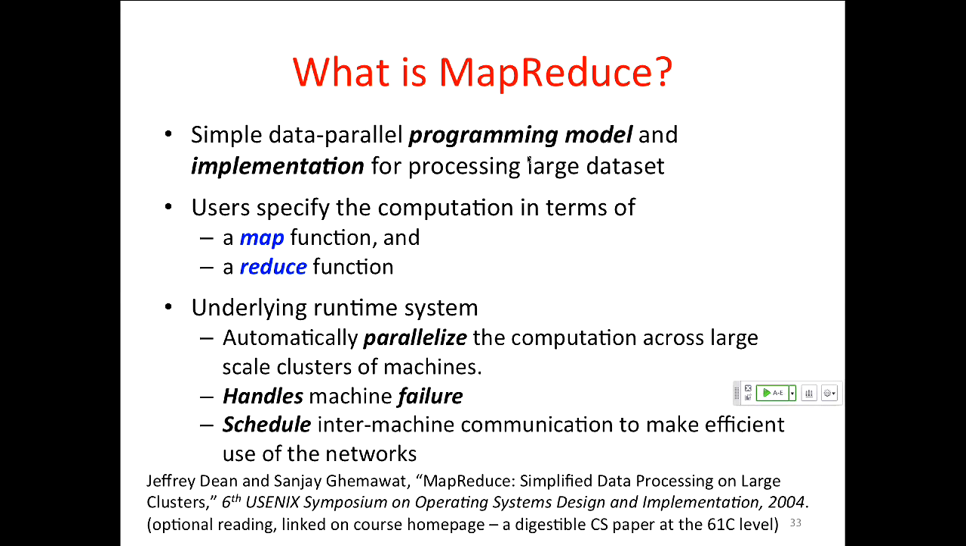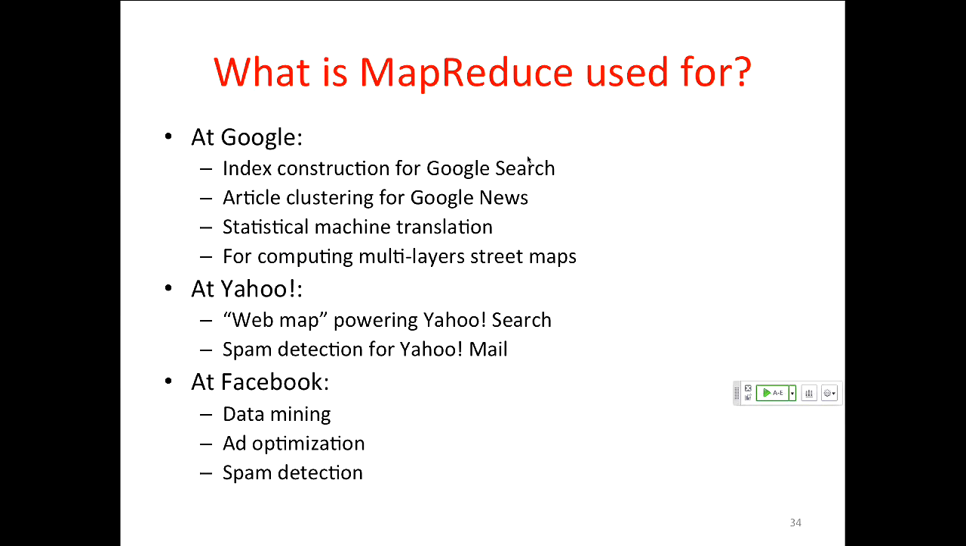So if you are interested more in BDdvnVOWkSE, you can read this paper. It's readable at the 61C level, so I recommend you read this paper. And so what is BDdvnVOWkSE used for then? It's used in many places for various purposes, including index construction and spam detection and data mining or whatever. Okay.